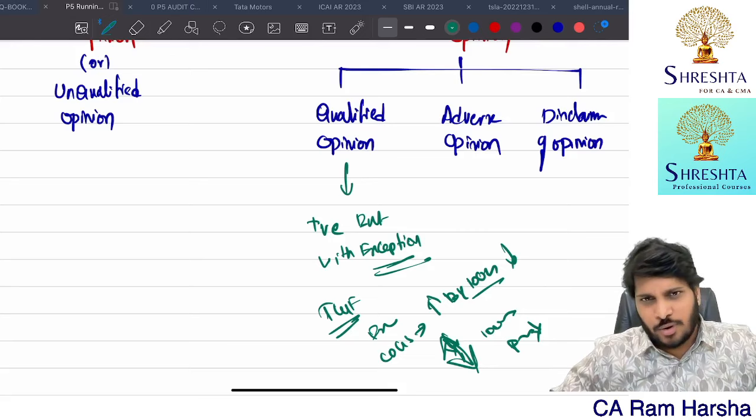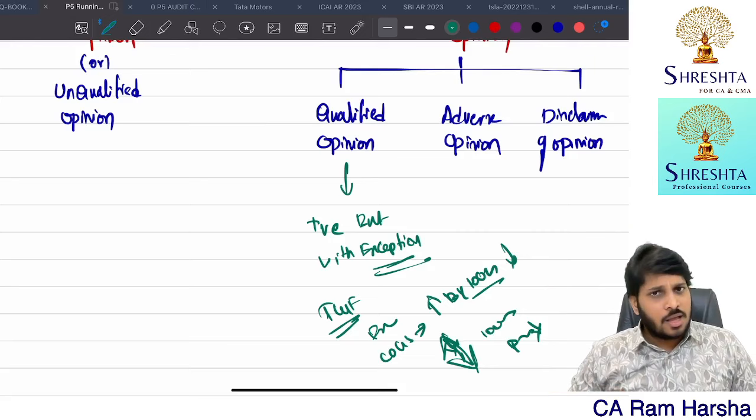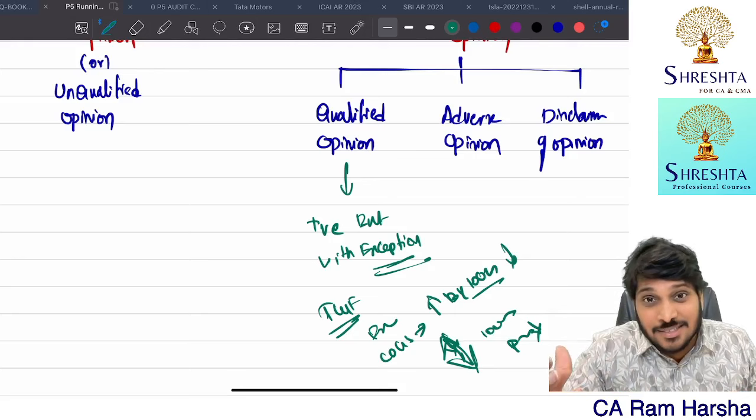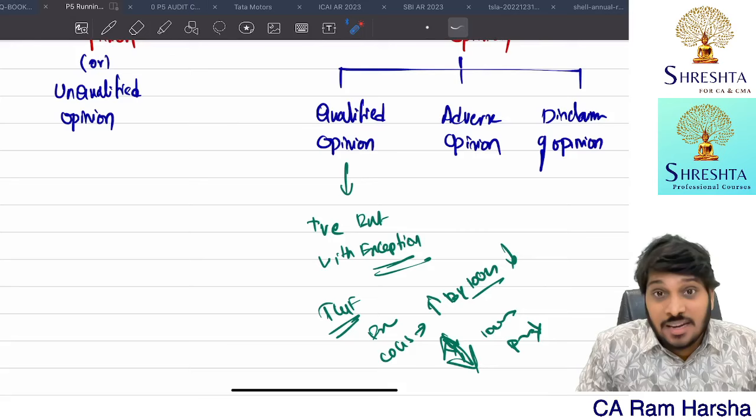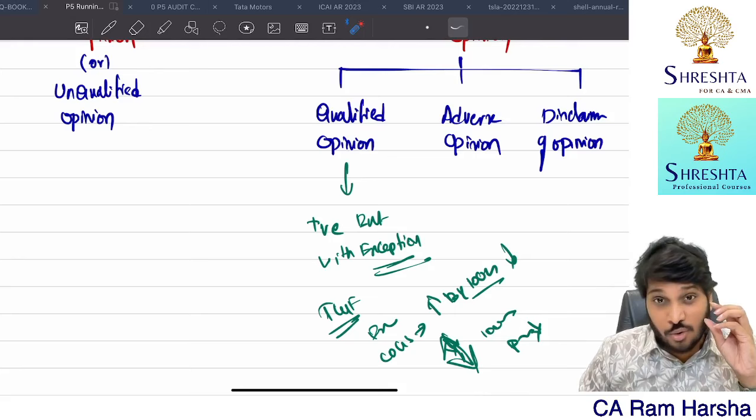Rest of the P&L is genuine. Rest of the P&L is correct. Can I give an opinion like this? Absolutely yes. So if I am giving an opinion like this, where I am giving a positive opinion with exception, that opinion in audit subject, we call it as qualified opinion. Understood or not?